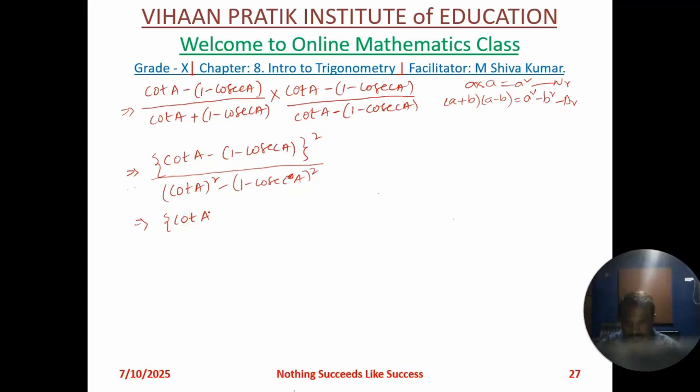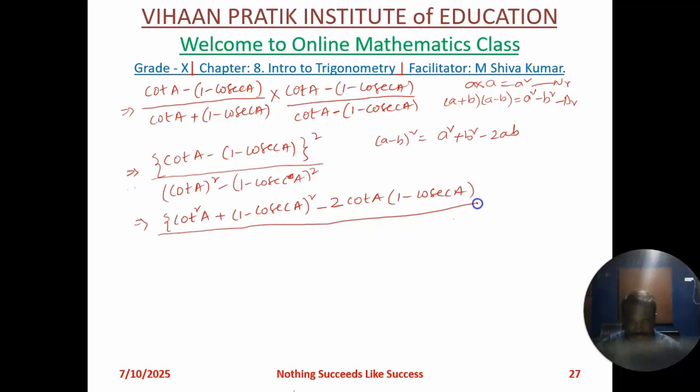cot A square plus 1 minus cosecant A whole square, a square plus b square, because this is in the form of a minus b whole square, which will equal to a square plus b square minus 2ab. So a square is cot square A, b square is 1 minus cosecant square A minus 2 into a is cot A, b is 1 minus cosecant A. This is the expansion of numerator.